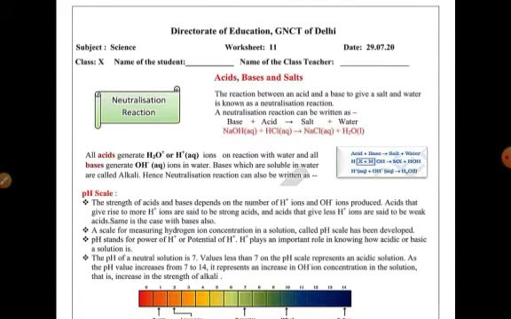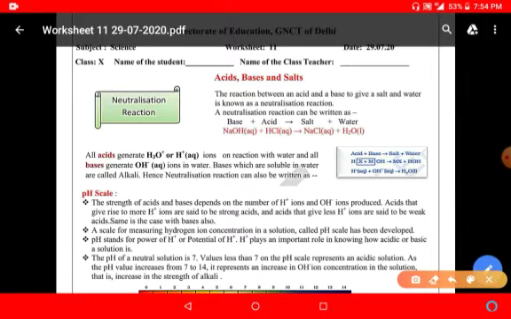What is the neutralization reaction? Let's see its definition. Neutralization reaction: the reaction between an acid and a base to give salt and water is known as a neutralization reaction. Like the base NaOH and an acid HCl, when combined together they form the salt NaCl, sodium chloride, and the water H2O.